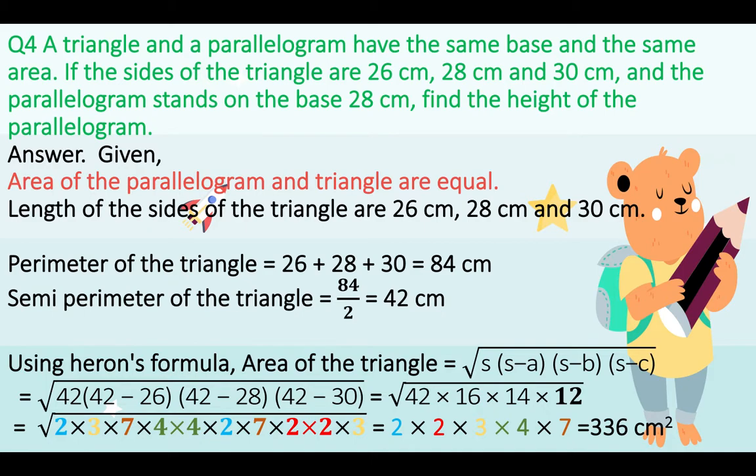Now substituting the values in Heron's formula, which was under root s into s minus a into s minus b into s minus c. Substituting all the values of s, a, b, c respectively, I get 42 into 42 minus 26, 42 minus 28 and 42 minus 30. Now I will solve the values in the brackets. I get 42 multiplied by, what will be the first bracket? It will give me 16. The second bracket will give me 14. And the third bracket will give me 16.